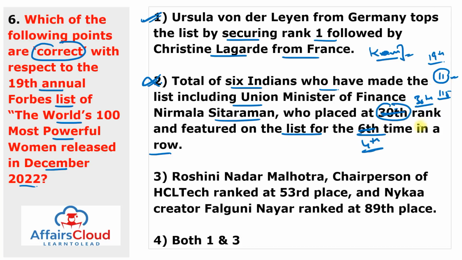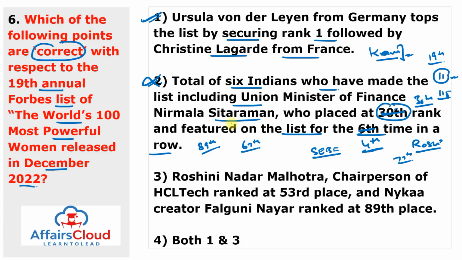Other Indians are like Roshni Nadar Malhotra, chairperson of HCL Technologies. Next is Madhabi Puri, the first female chairperson of the SEBI, Securities and Exchange Board of India, 54th rank. Soma Mondal, the chairperson of Steel Authority of India, 67th rank. Kiran Majumdar Shah, the founder and executive chairperson of the Biocon Limited and the Biocon Biologics Limited, 77th rank. And Falguni Nair, the founder and CEO of Nykaa, placed on the 89th position.